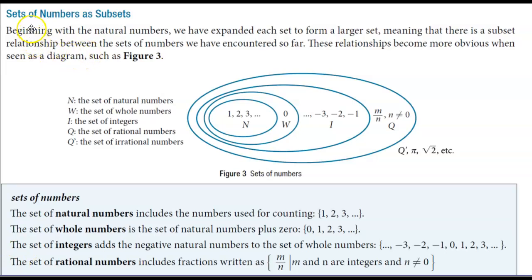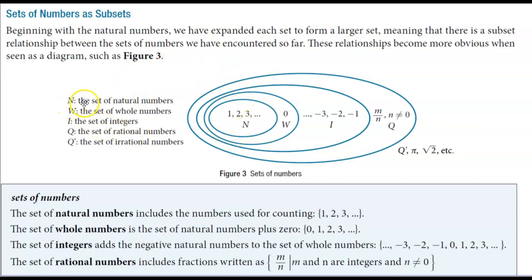Okay, here we have sets of numbers as subsets. Beginning with the natural numbers, we have expanded each set to form a larger set, meaning that there is a subset relationship between the sets of numbers we have encountered so far. The relationships become more obvious when seen as a diagram, such as what we see in Figure 3.